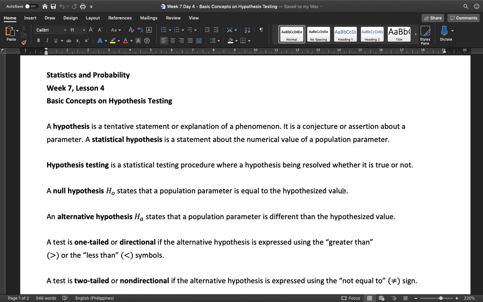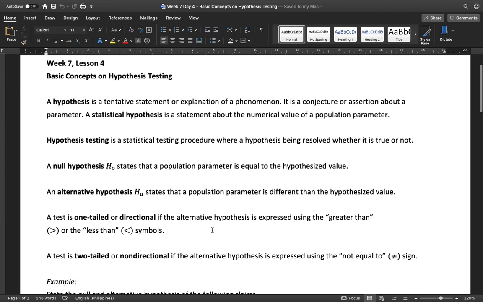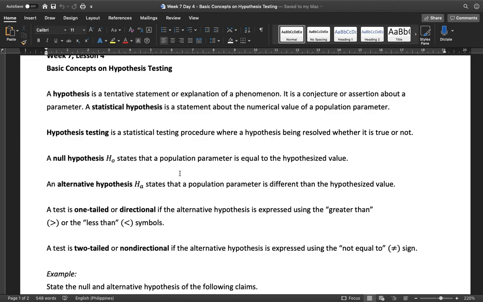So, we split it into two possible hypotheses. The null hypothesis and the alternative hypothesis. The null hypothesis, H sub 0 or H sub O, states that a population parameter is equal to the hypothesized value. So remember back in normal curve, it's more likely kasi na pag kumuha ako ng sample, yung sample na yon mas malapit siya kay population mean. Yung sample mean, rather, mas malapit kay population mean.